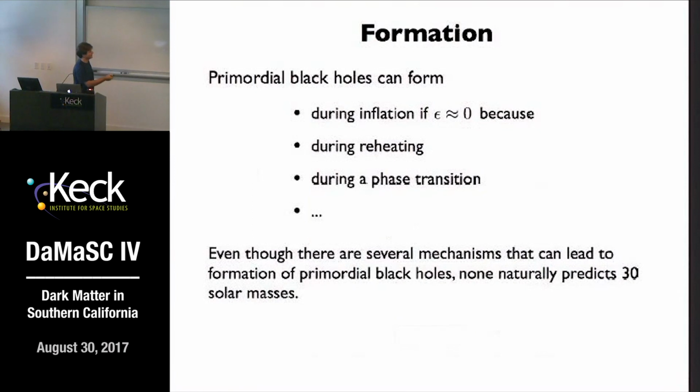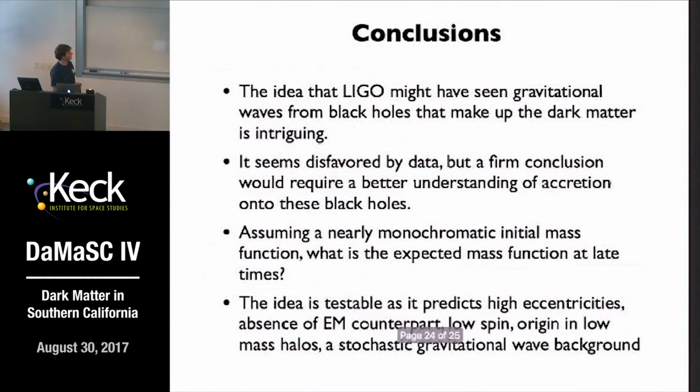But there's also ways to produce them during reheating or during a phase transition, except for reheating, which really gives you some physical scale. It's just the horizon scale around that time. The ways to generate them during inflation or during a phase transition, they really don't naturally predict 30 solar mass black holes in any way. You can arrange it, but it's not really a natural prediction. And the reheating is very small black holes, so it's not really related to the black holes for LIGO.